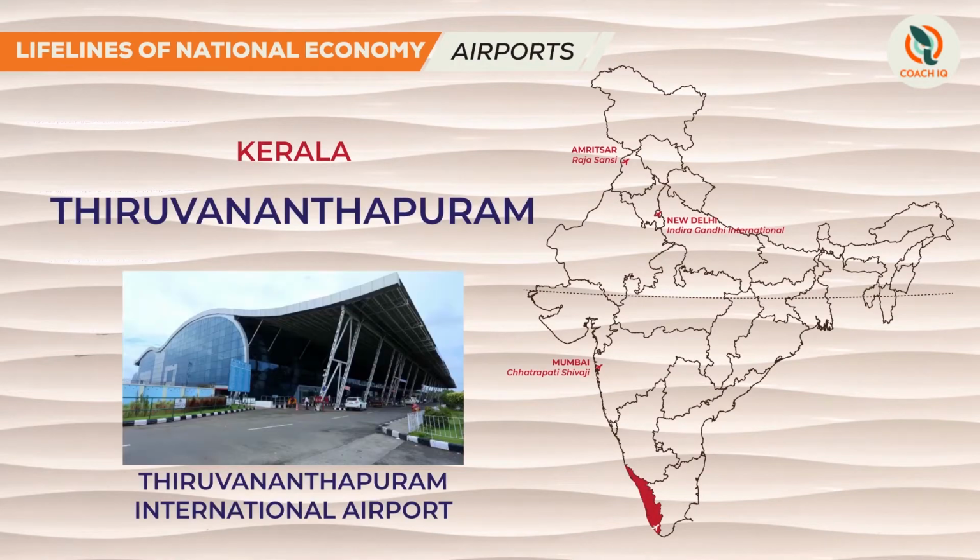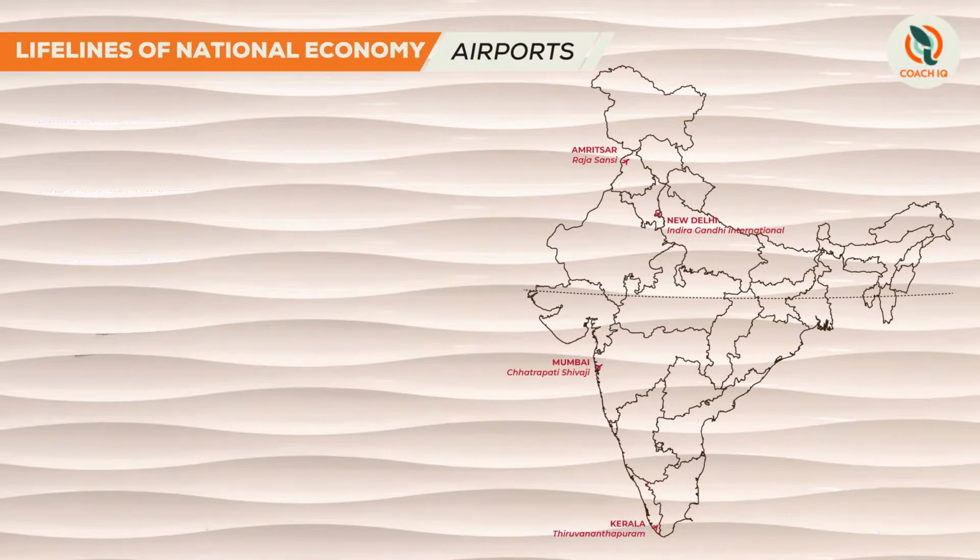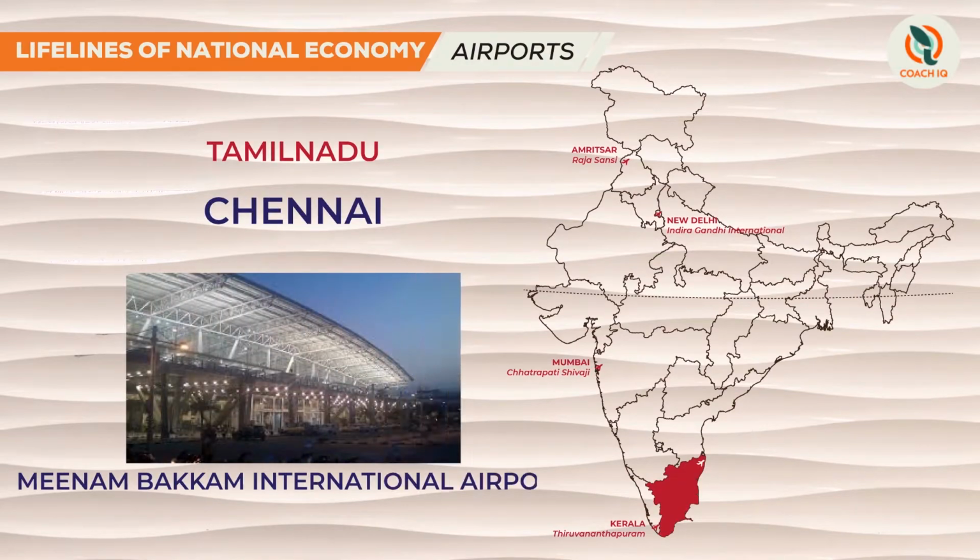Next, you come to Kerala. It is Thiruvananthapuram. Right at the southern edge of Kerala, right at the tip, it is Thiruvananthapuram. Then come to Tamil Nadu, Chennai. The name of the airport is Meenambakkam. Chennai is the northern edge of Tamil Nadu.